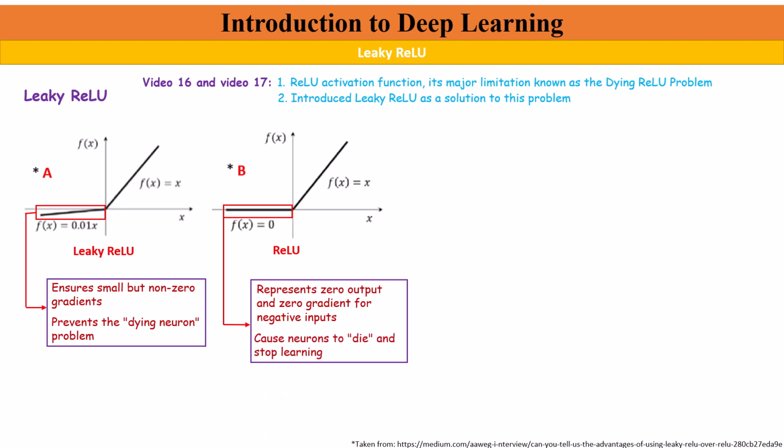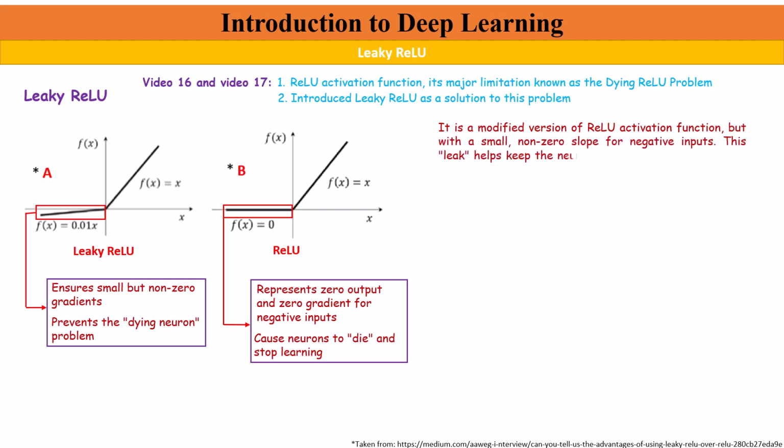So, Leaky ReLU can be defined as a modified version of the standard ReLU activation function, but with a small, non-zero slope for negative input. This leak helps keep the neurons active even when receiving negative inputs, thereby mitigating the Dying ReLU issue.